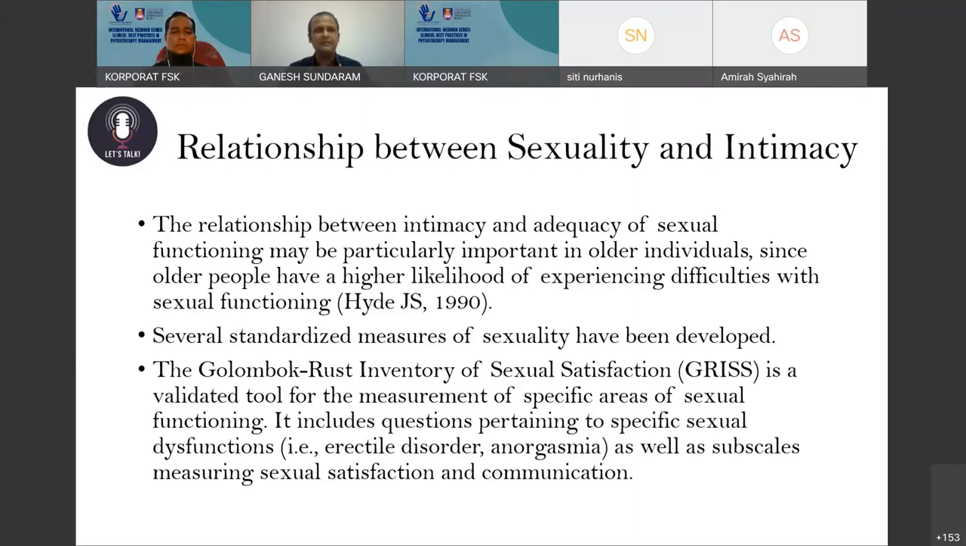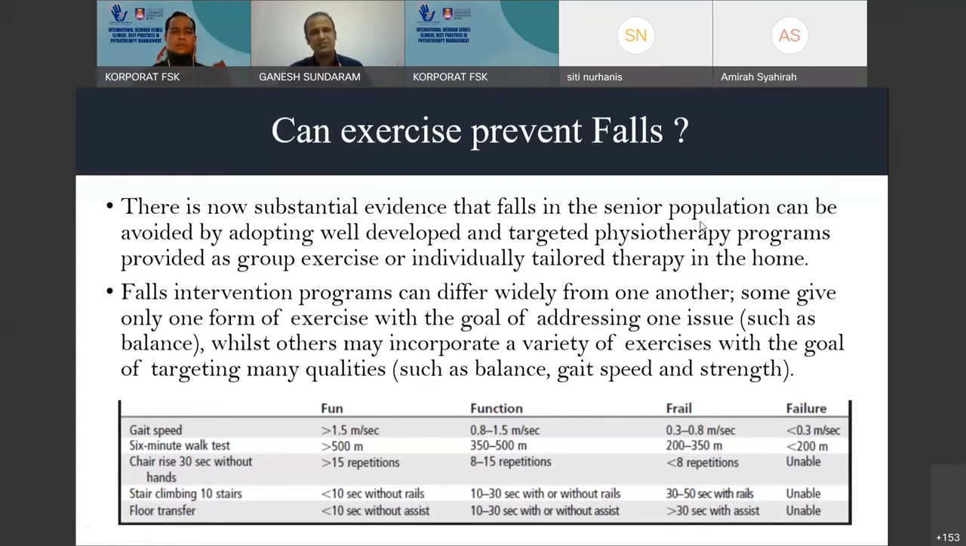Can exercise prevent falls? Why not? There is now substantial evidence that falls in the senior population can be avoided by adopting well-developed and targeted physiotherapy programs, provided as group exercise or as individually tailored physiotherapy programs. Falls intervention programs can differ widely from one another. Some use one form of exercise with the goal of addressing one issue, such as balance. You can focus on balance, gait speed, or strength, so you can come up with multiple factors.